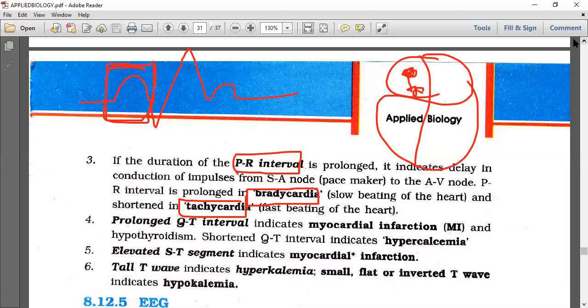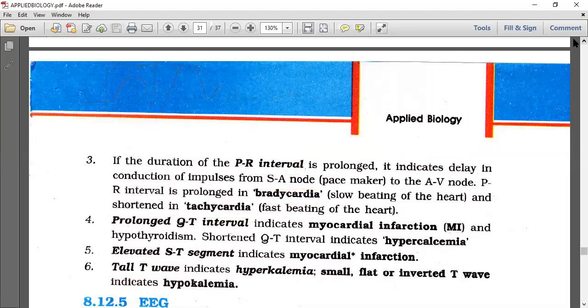We can understand the abnormalities by looking at the ECG. The doctor can understand. We are writing only 6 points. That's why I am not going to say you will be a cardiologist after this, but at least we are learning some basic information here. So if the duration of the PR interval is prolonged, it indicates delay in conduction of impulses from the SA node to the AV node. The PR interval is prolonged in bradycardia and shortened in tachycardia. Fast beating, tachycardia we say. Slow beating, bradycardia.